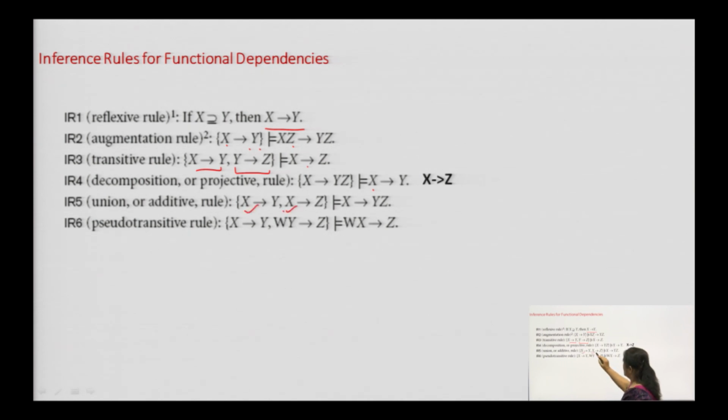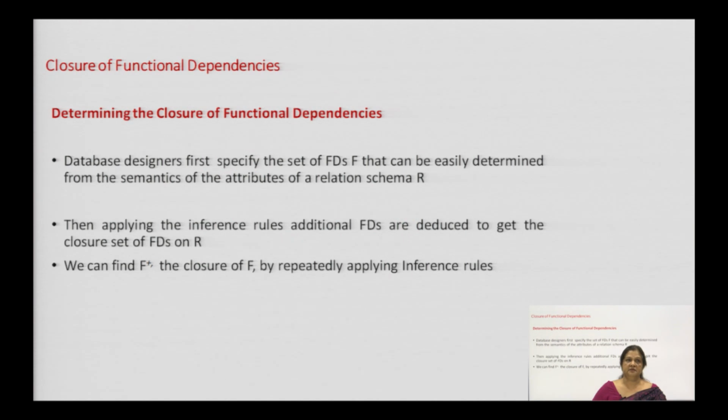Union means x to y, x to z. We have x on the left hand side of both the functional dependencies, so we can join the right hand side. The pseudo transitive rule means if x to y, wy to z, then wx to z. So, these are the rules that can be used to infer the additional functional dependencies. Now, the closure of the functional dependencies is all the given functional dependencies and all the implied functional dependencies. So, it is simple.